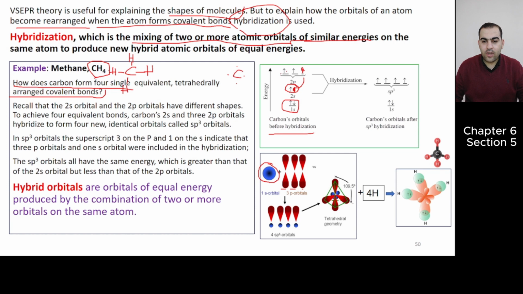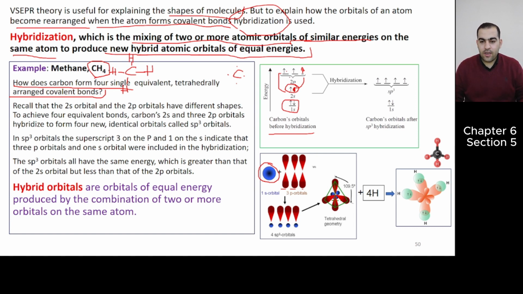Guys, they don't have the same energy, they're similar. What happens? These 4 combine together to make 4 new orbitals. We call them hybrid orbitals. It is mixing 2 or more orbitals of the same atom, we're talking about carbon, to produce new hybrid atomic orbitals of equal energies. They must have equal energies.